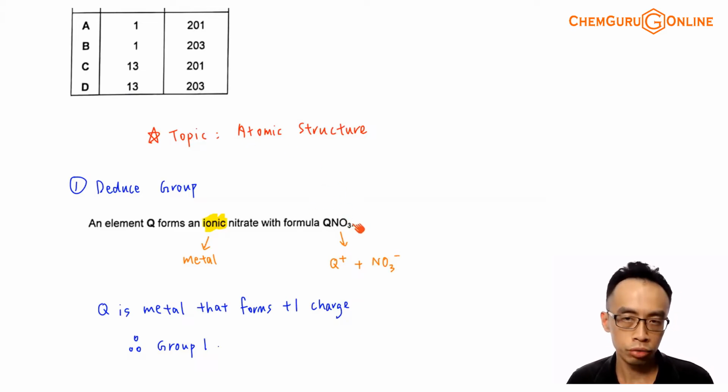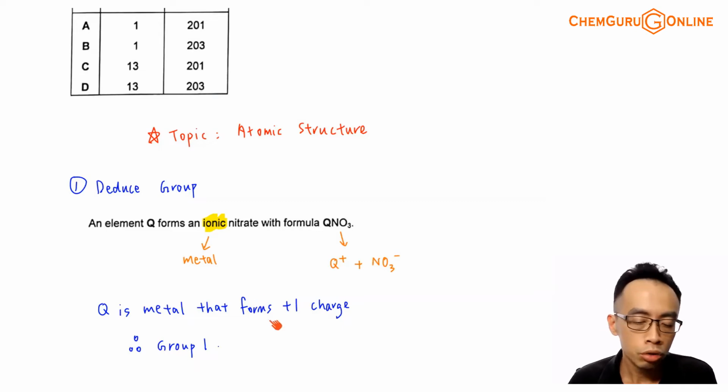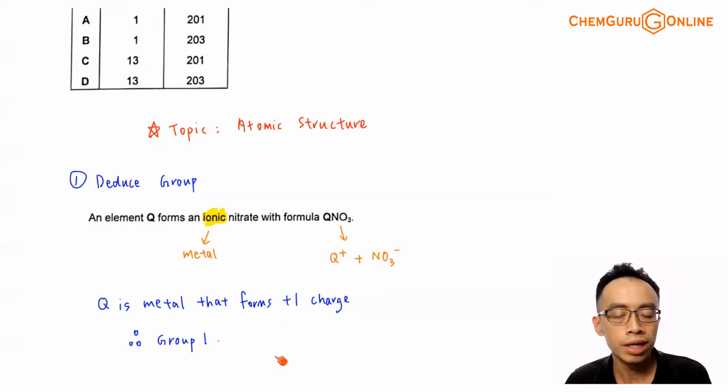and the formula QNO3 also suggests to us that the charge of your Q must be a Q+, because the charge for nitrate is NO3 minus. In order for this to be neutral, the charge of my Q has to be a +1 charge. So basically, this is telling us that your Q is a metal that can form a +1 charge. So very naturally, our deduction is Q must be in group 1. So the group shouldn't be a problem. I know that Q is in group 1.